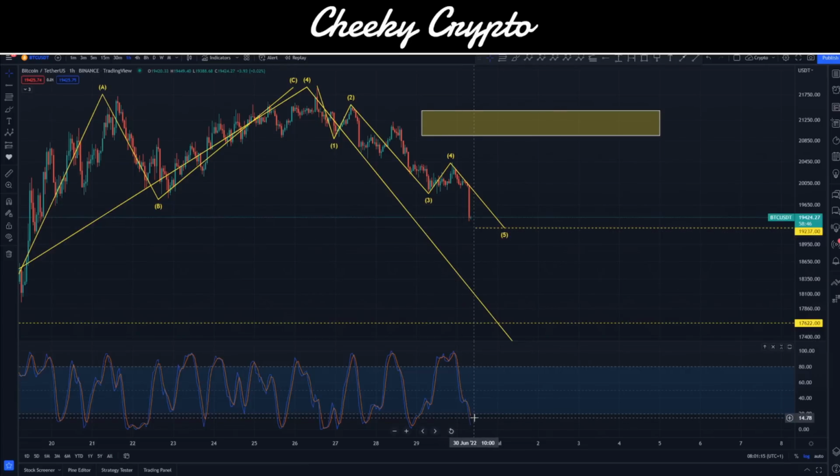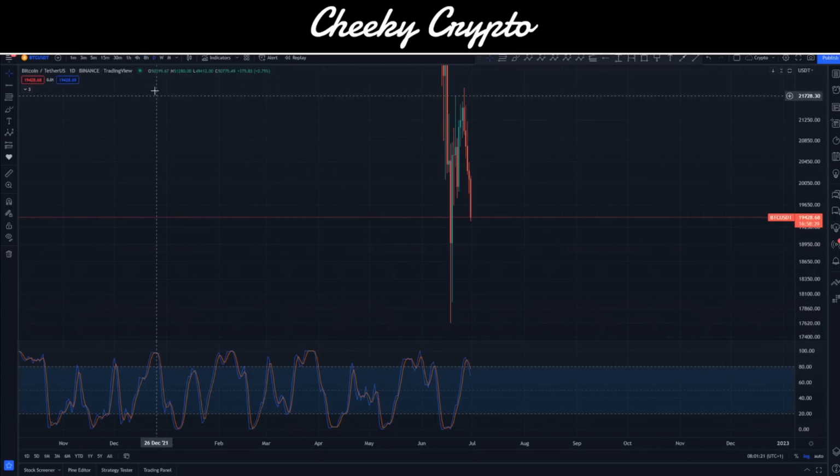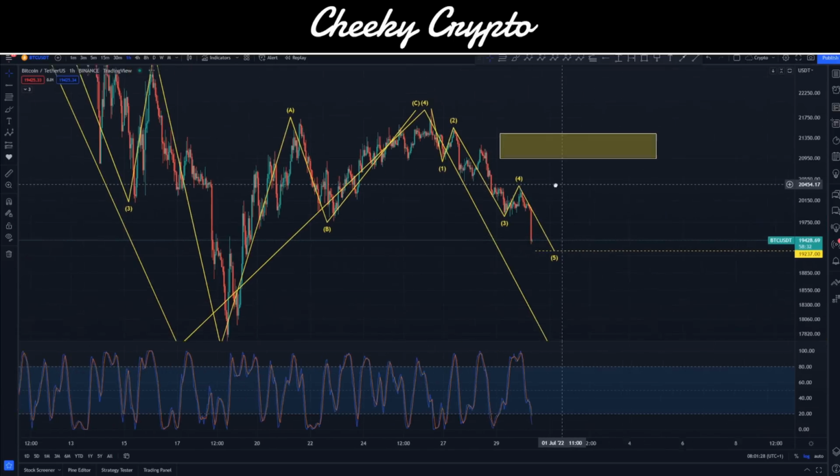Now we take a look at the stochastic. You can see here on the hourly chart that we are oversold. On the 4-hourly chart, oversold. 8-hourly chart, oversold. Daily obviously has to come back down, but is not overbought. We can go back up as we had done previously. So again, indicating that we could just move up into our range.